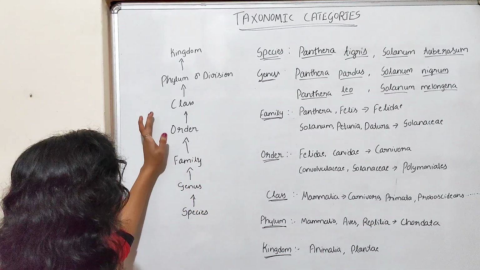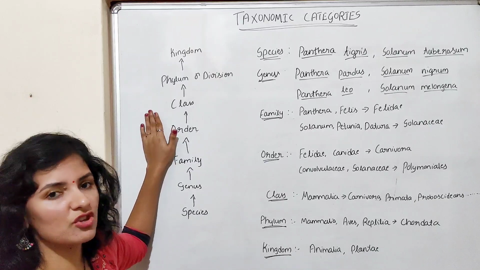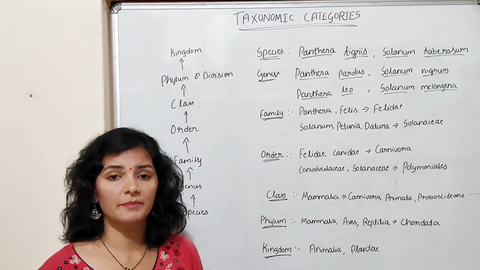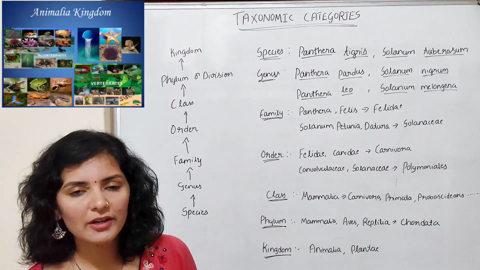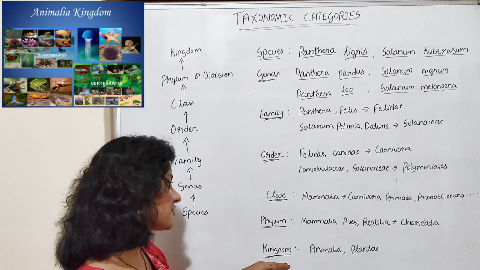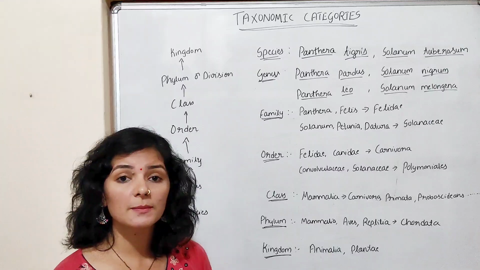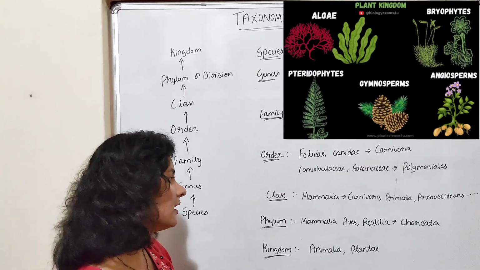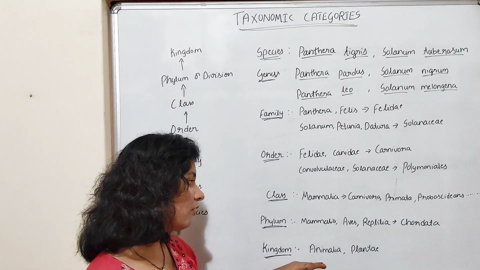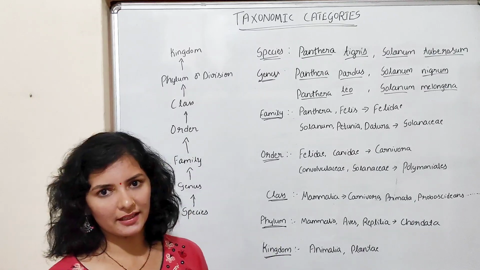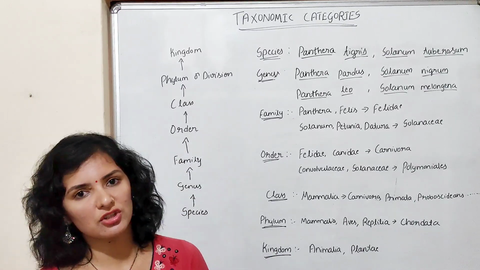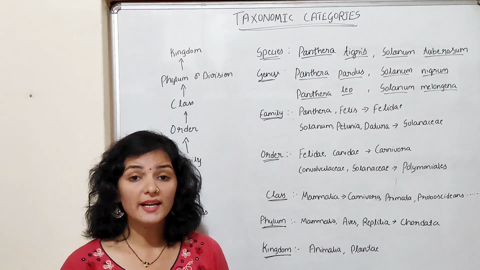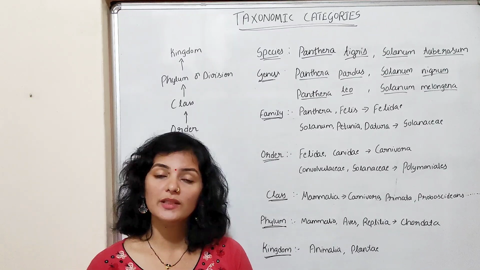Next higher level of taxonomic category, or highest level of taxonomic category, that is kingdom. Kingdom consists of a group of phyla. Animals belonging to various phyla are grouped under the kingdom Animalia. Similarly, plants belonging to the various divisions are placed under the kingdom Plantae. So we have animal kingdom and plant kingdom. Kingdom is the highest taxonomic category and species is the lowest taxonomic category. So that is all about the taxonomic categories with the examples.